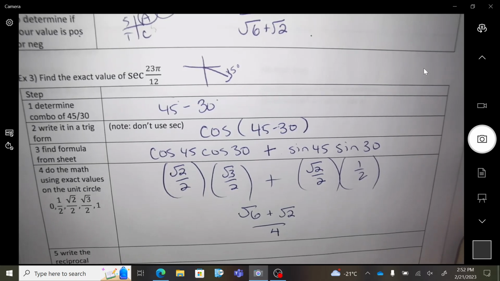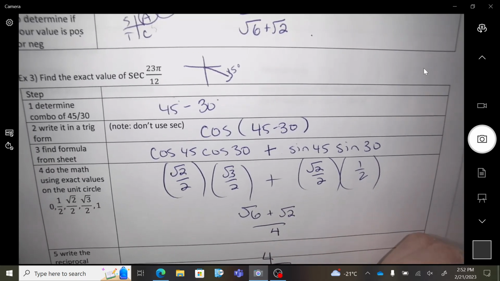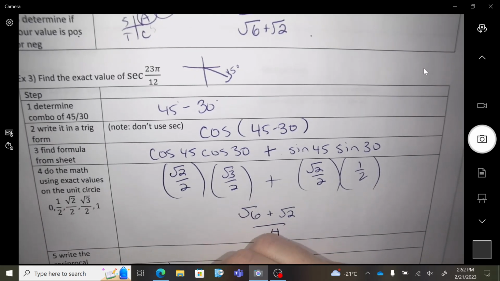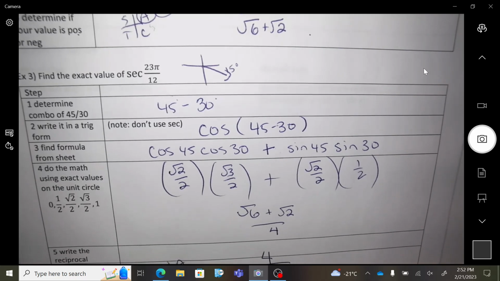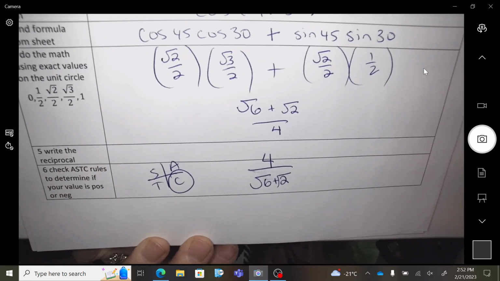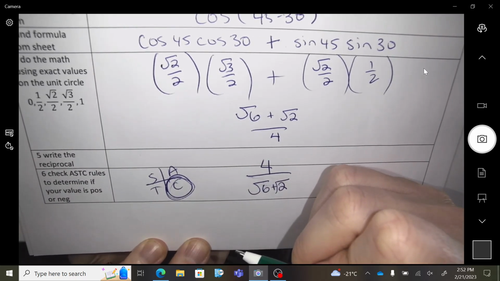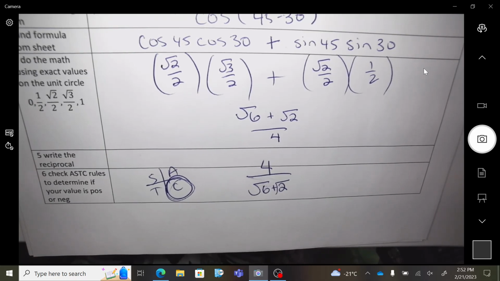Now, we did cos, but I asked you secant, so I need to flip it around. Yes, cosine. And in the ASTC, we're in the C quadrant, positive, so I don't have to do anything.